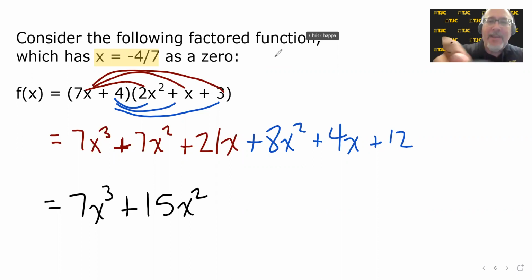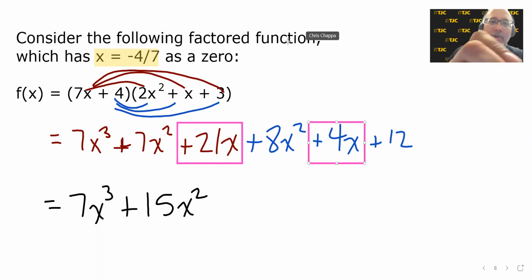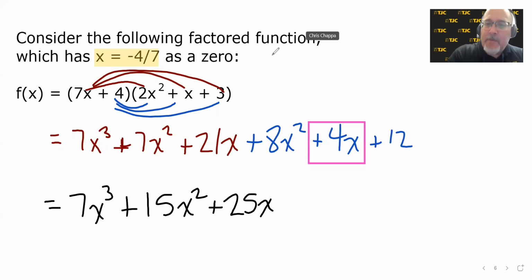And the same thing happens over here when we combine the plus 21x, which has 7 as a factor, and the plus 4x, which has 4 as a factor. When we combine those, we get plus 25x, which has neither 7 nor 4 as a factor. So it seems like whenever we combine these like terms, we totally lose sight of the factors that we're trying to keep up with, which in this case is the 4 and the 7 from x equals negative 4/7.